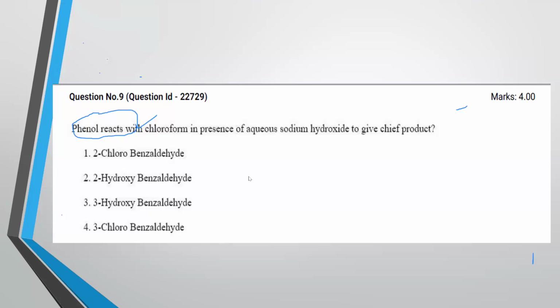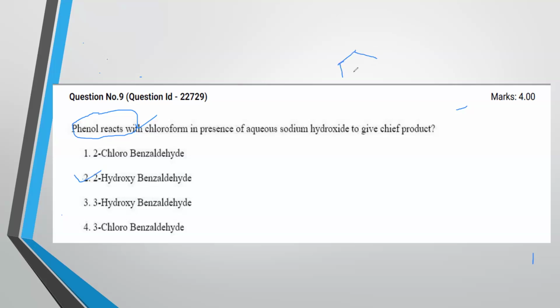Now this question: phenol reacts with chloroform in the presence of aqueous sodium hydroxide to give the chief product. First tell me which reaction this is and what will be the name of the final product. They are asking the IUPAC name. Reimer-Tiemann, yes. What will be the correct answer? 2-hydroxybenzaldehyde or 3-hydroxybenzaldehyde? Yes, 2-hydroxybenzaldehyde. Don't confuse between 2- and 3-hydroxybenzaldehyde.